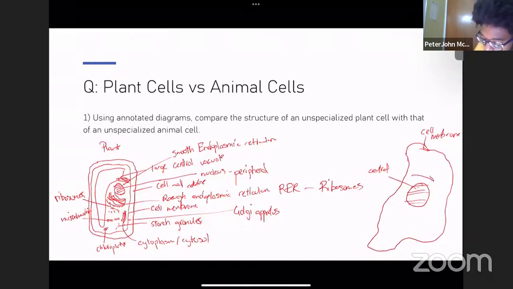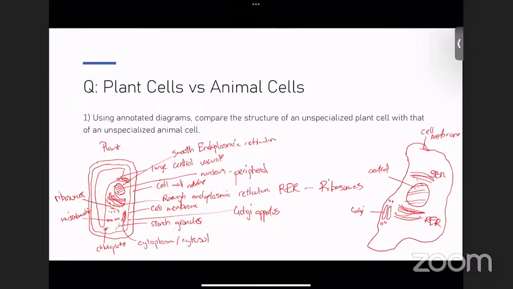I'm just gonna put in the organelles this time. You have your rough endoplasmic reticulum, your RER, you have your SER, you have your Golgi apparatus, which looks something like this, and there's always something like vesicles budding off it. This is your Golgi. Give me some more organelles, please, guys. Small vacuoles.